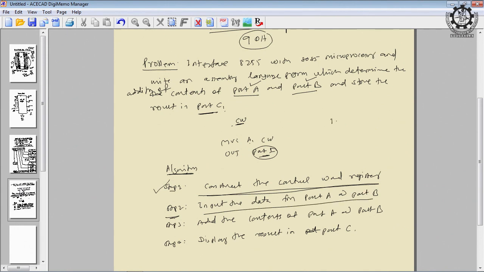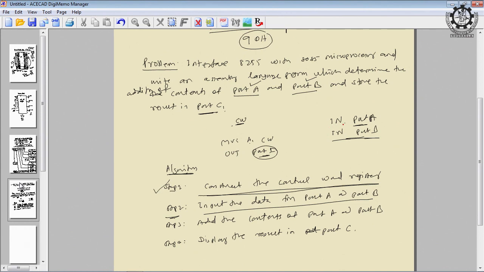So, what is the instruction for inputting the data? IN port A. With IN port A, the data will be made available in the accumulator, right. You should use the input instruction for port A and port B, so that data from port A will be loaded into the accumulator, and we can save this accumulator content in another register. Otherwise, the accumulator content will be modified by port B data. So, you can keep a copy of the accumulator in a temporary register, right.